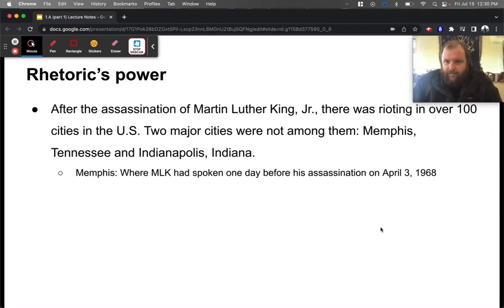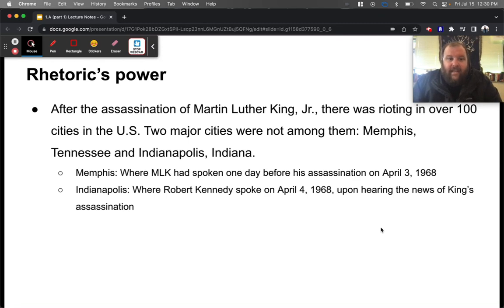Memphis, Tennessee, was where Martin Luther King had spoken just the day before his assassination, on April 3rd, 1968. And Indianapolis, Indiana, was where Robert Kennedy spoke on April 4th, 1968, upon hearing the news of King's assassination. So you have the day before the assassination and the day of the assassination, and two major speeches occur in each of those cities.